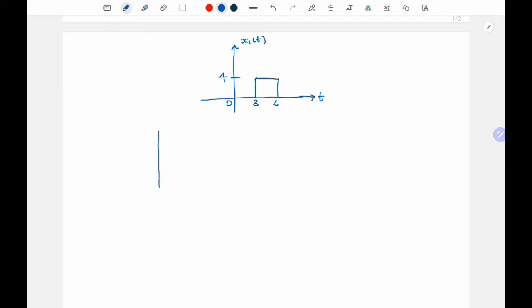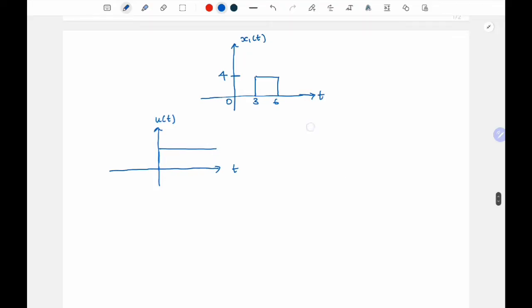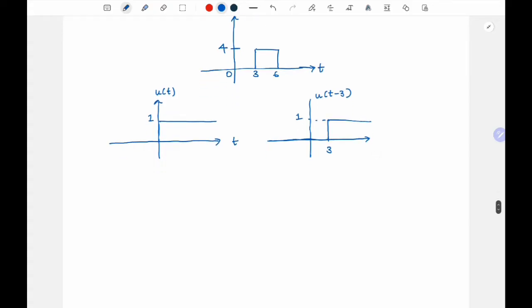First I have the unit step function, u of t. Now I can do a time shifting operation on this signal. If I shift this by 3, then I have u of t minus 3. Then it starts from 3 and goes on, having a value of 1 everywhere. And I can have u of t minus 6. Where will it start from? It will start from 6.